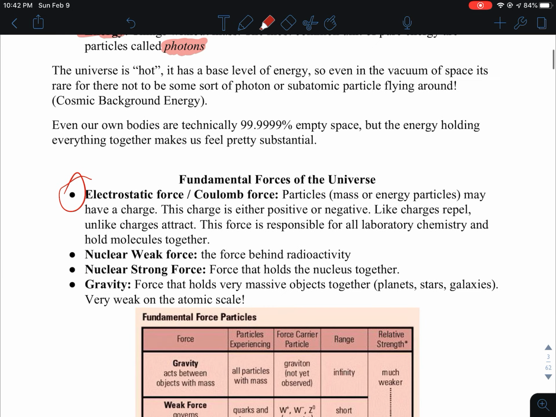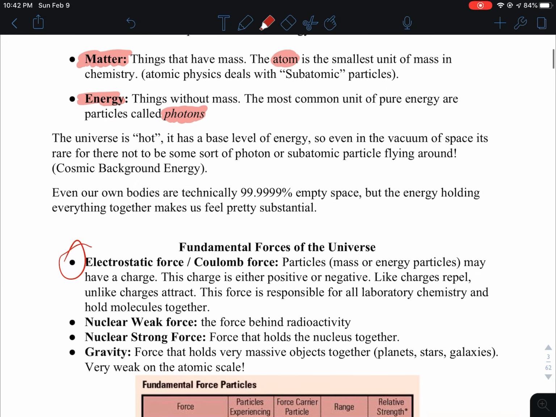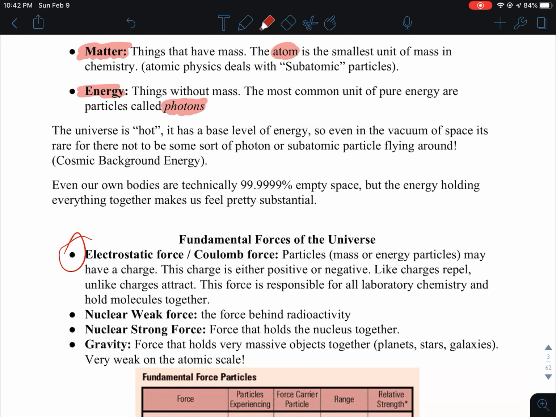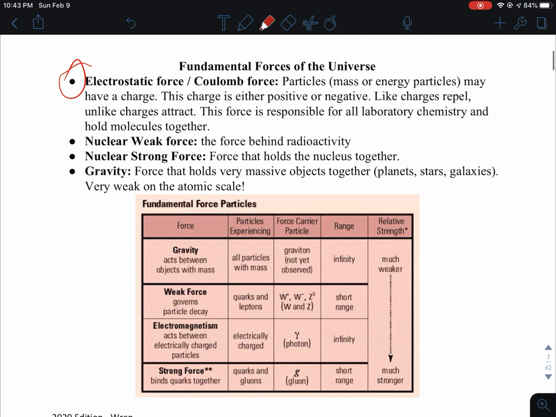Okay, I'm going to skip ahead. One of the concepts of the universe is that our universe is hot, so there is always a little bit of energy. Even in the background of space, there's enough energy to have photons flying around, and even some subatomic particles.